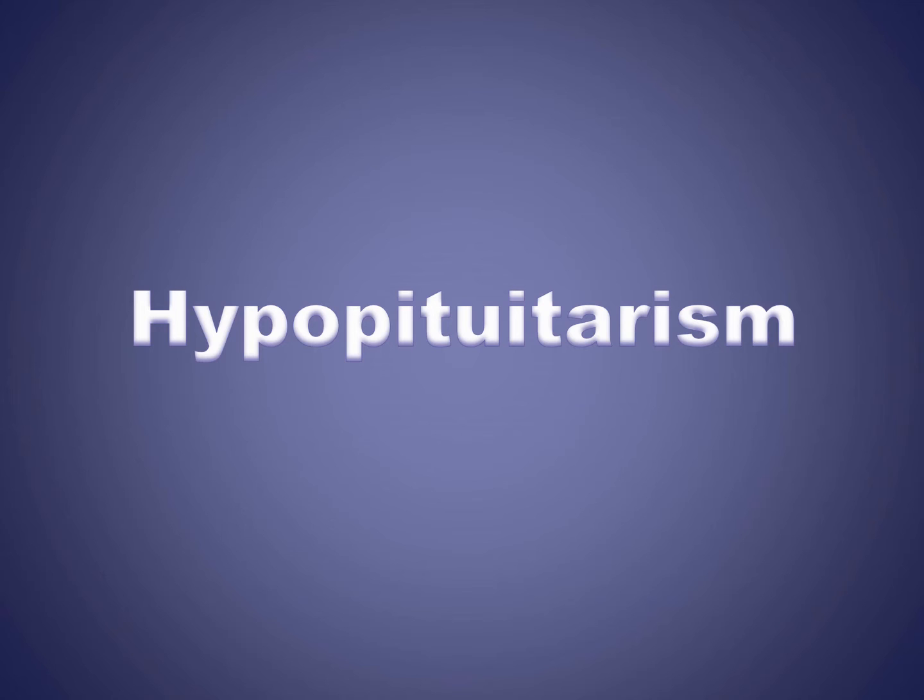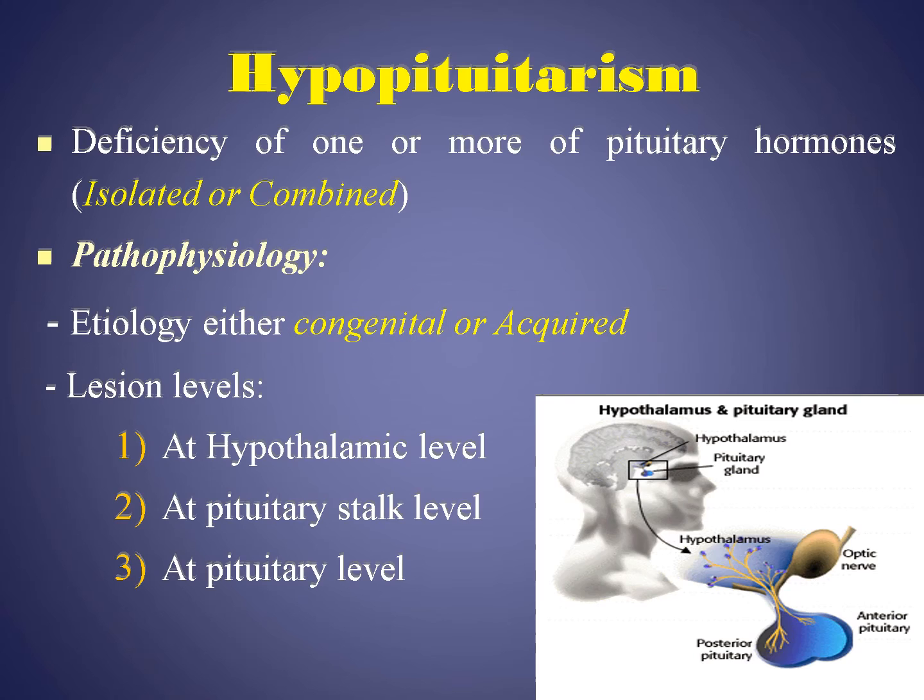After finishing the physiology of the pituitary gland, now we will discuss our main objective of this lecture, which is hypopituitarism. As regarding the definition, hypopituitarism is a deficiency of one or more of the pituitary hormones. So we have either isolated or combined pituitary hormone deficiency.